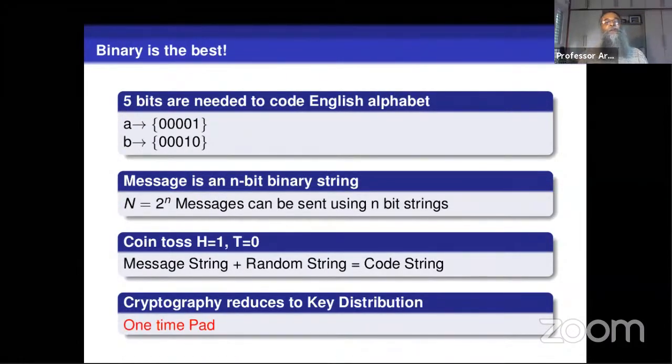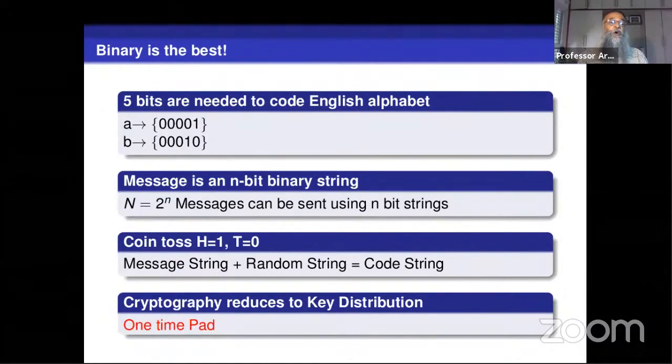First, let's translate the problem into binary. So English can be coded in binary. As I've shown you, A becomes 00001, B becomes 00010. So a 5-bit code can code English. Once you code English, the message is an n-bit binary string. And you generate a random string by coin toss. Add the random string to the message string and you will get the code string. Now this code string is a random string. Therefore, Eve cannot decode anything, cannot learn anything from there.